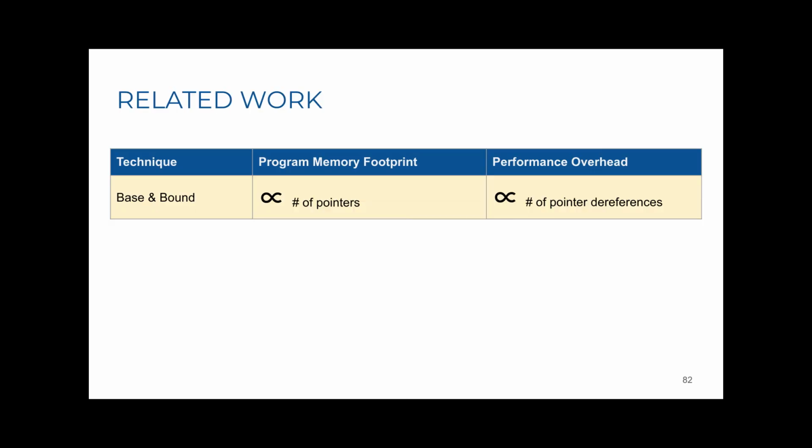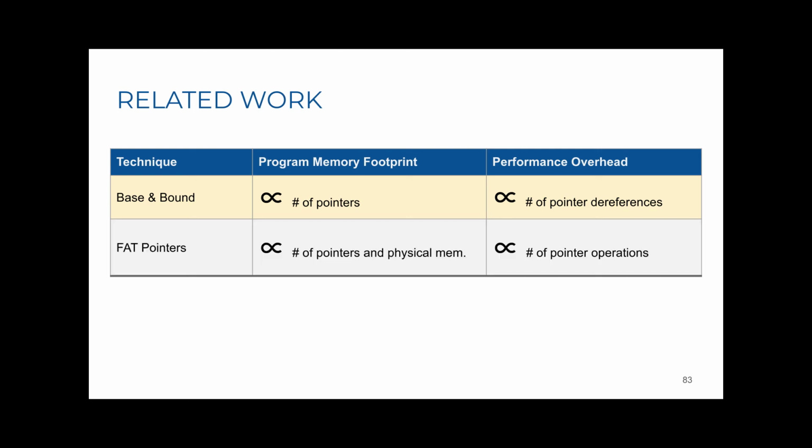Understanding both the security and performance benefits of Califorms, we are now better suited to position it against existing techniques. Base and bounds techniques, like Intel's MPX, rely on storing 2 additional words, namely the base and bounds, as metadata for every pointer. This leads to additional accesses to this metadata on every pointer dereference. Fat pointers instead rely on increasing a pointer's width in order to embed the metadata within the pointer itself, and this makes pointer operations significantly more expensive.